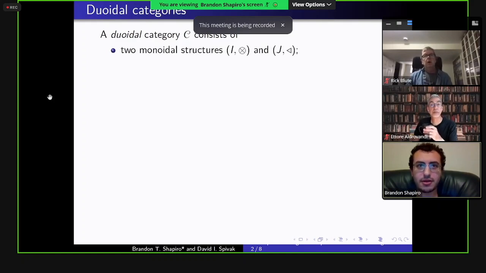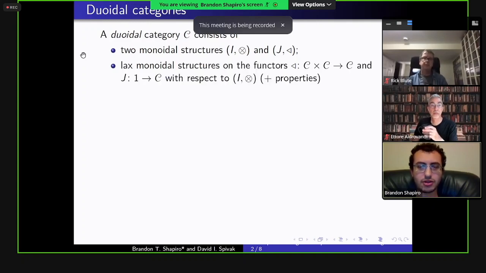So first of all, we have two monoidal structures on our category, where I and J are meant to be the units, and tensor and this triangle operator, which I'll call tri, are meant to be the two tensor products. And there's a couple different ways to define it. So the most concise is saying that the second monoidal structure, tri and J, when we regard them as functors, are lax monoidal with respect to the other one.